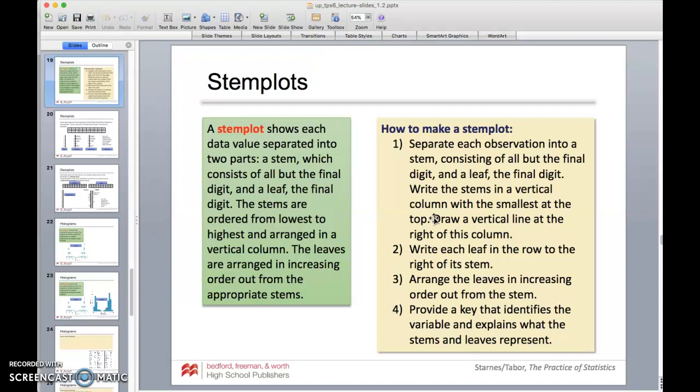So again, what we're going to do is separate each observation into a stem, consisting of all but the final digit, and a leaf, the final digit. We're going to write those in to the right of the stem. Then we're going to arrange them in increasing order. And then we're going to provide a key. Let me show you a little visual I think makes this a little bit better.